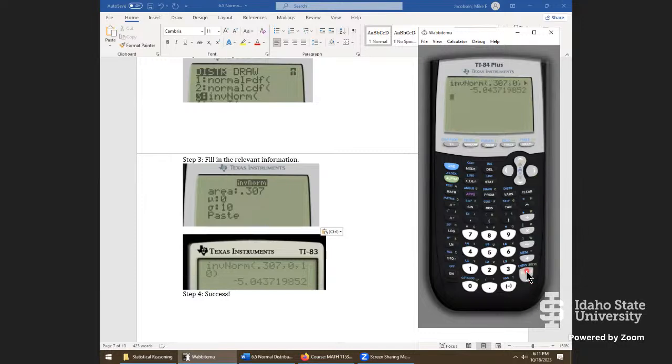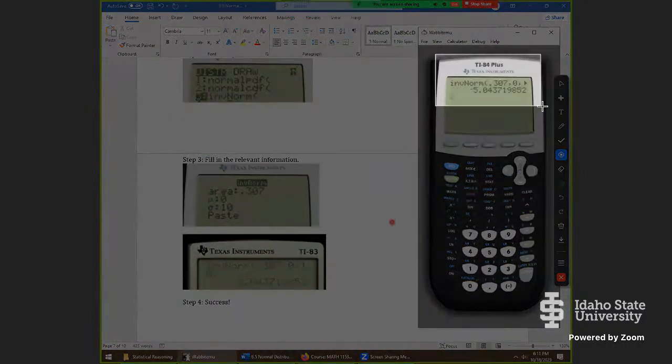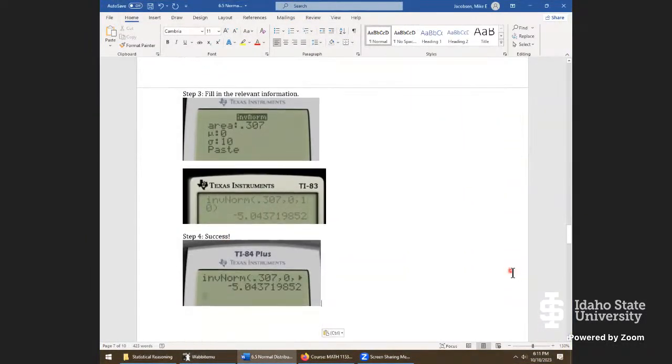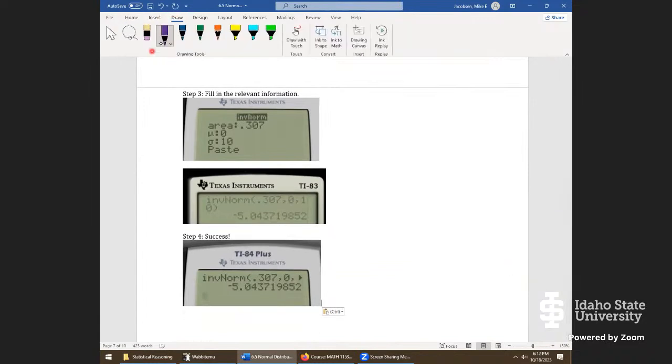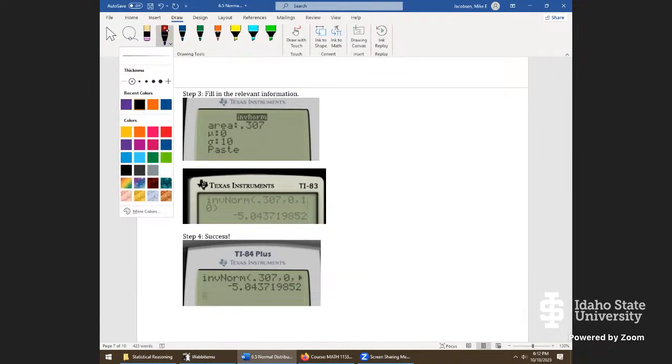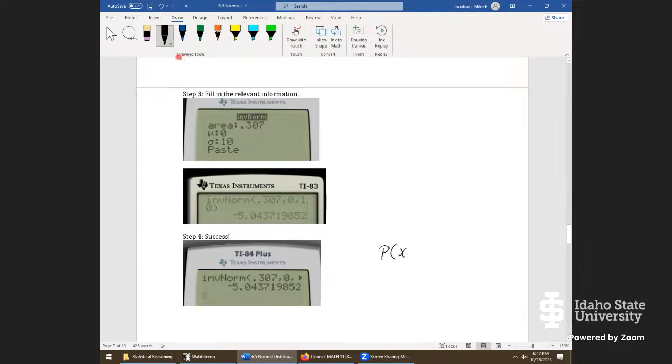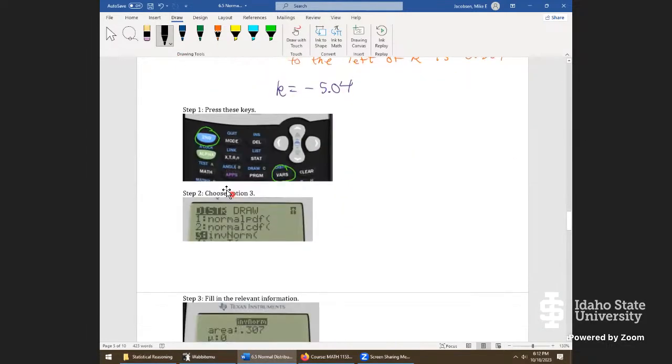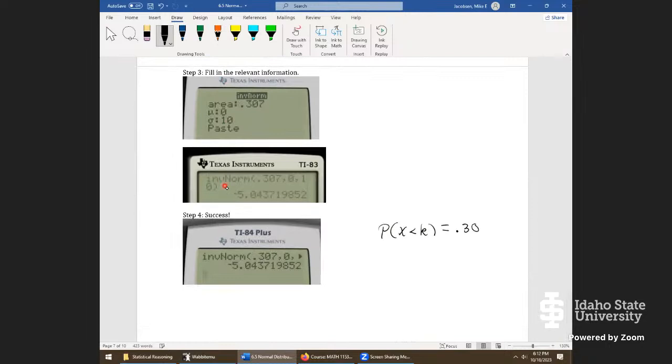So let me put it in here, enter one more time. And this is the final step, step 4 for success. Let me put extra space there. So once we get here, what we were trying to find was the solution to the probability that X is less than k equals, and I forget the value, let me peek at it, 0.307. But we've in fact found it. It's right here and right here. So that's the k value, the missing value we needed. We can now say k equals negative 5.04.